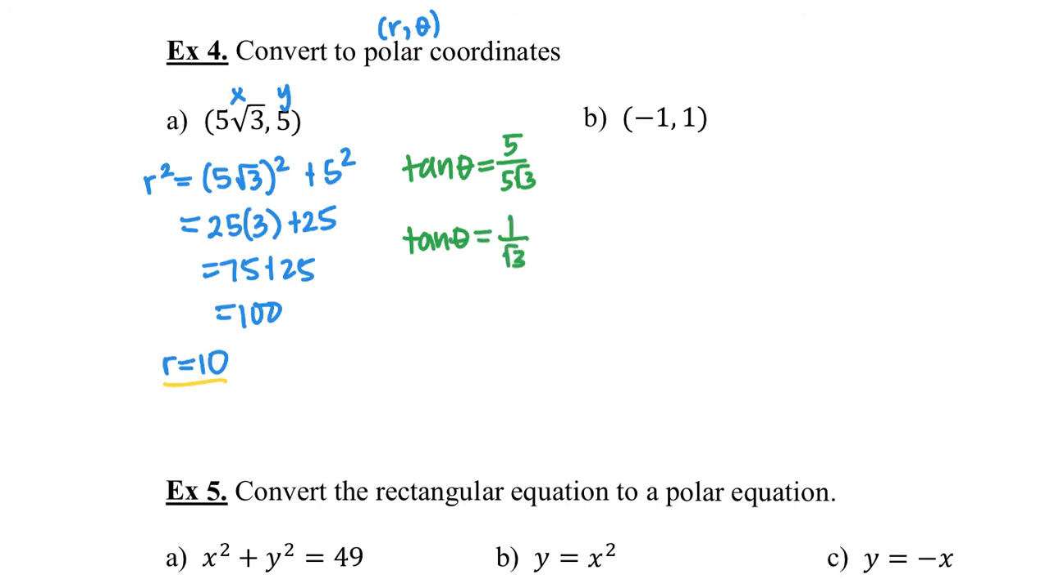Now I want to figure out where the tangent of theta is 1 over root 3. I'm going to have to consider the quadrant this is in because there is more than one location on the unit circle where this happens. Because this is positive and positive, this must be in quadrant 1. So I'm only going to consider the theta values in quadrant 1. Remember, this is y over x. So think of your unit circle.